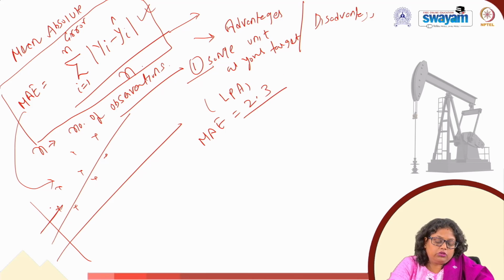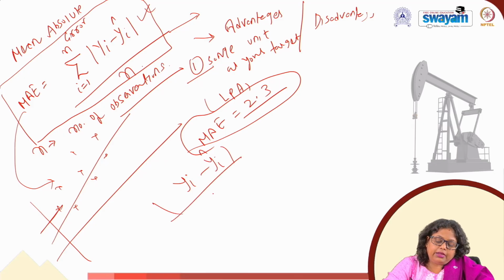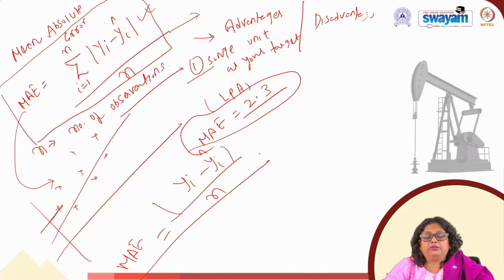this gives us the interpretation: the mean difference between your actual and target values. It is also in the same unit, because we are not taking any square. We only take yi minus yi hat, divided by n, so it is in the same unit as your target. This is one benefit we have.